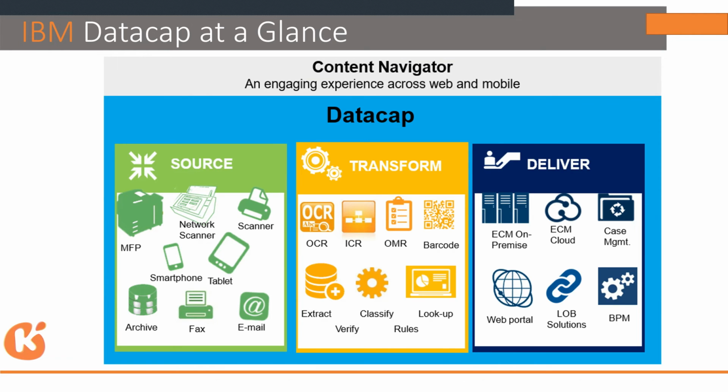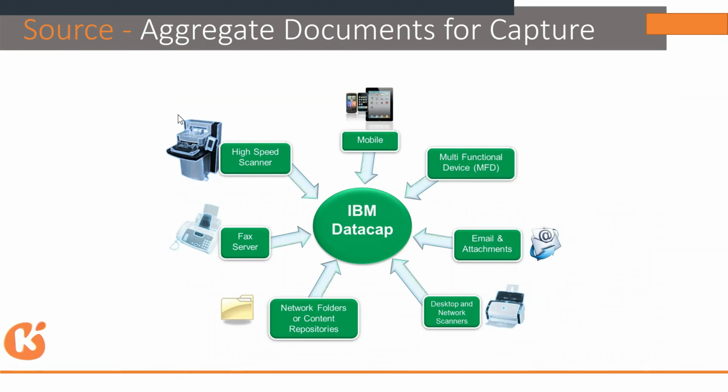Now I'm coming to the source. The source comes from several resources. You can see high-speed scanners, fax servers, mails and scanners, email attachments, multifunctional devices, and mobiles also. Now we also have a mobile Datacap application to scan a document on a mobile and upload that document into a Datacap server. So these are the several sources from which Datacap gets input.